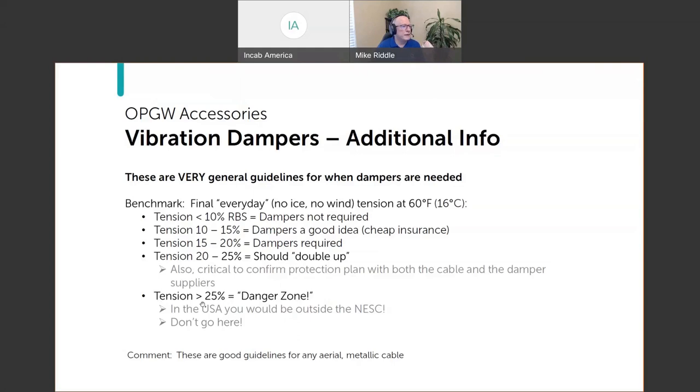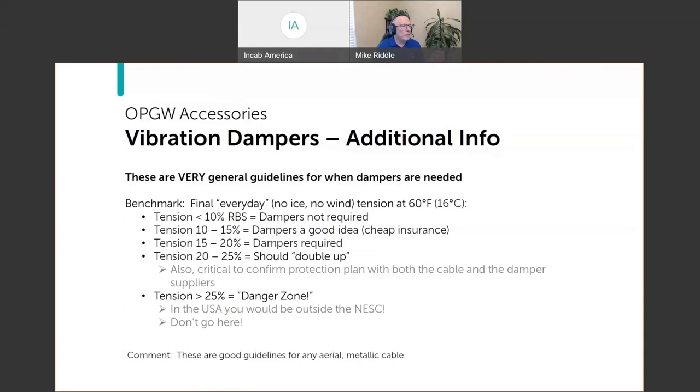The cable is beginning to get very tight and it makes it very susceptible to aeolian vibration damage. And at this point, it's absolutely critical to confirm the protection plan with both the cable and the damper suppliers. And if your tension is above 25%, you're in the danger zone. In the US, you're flat out outside the NESC code guidelines. Just don't go there. I see this situation more often outside the United States.